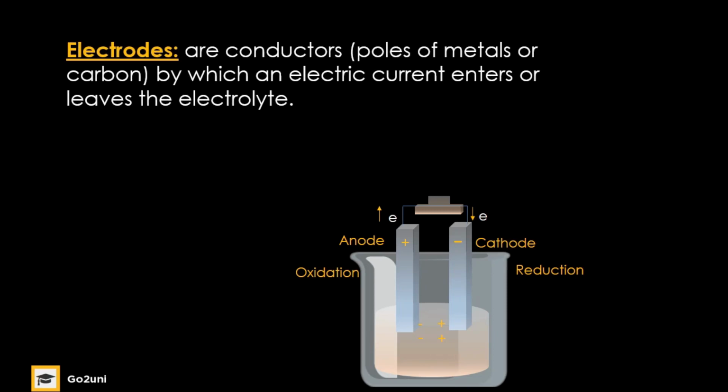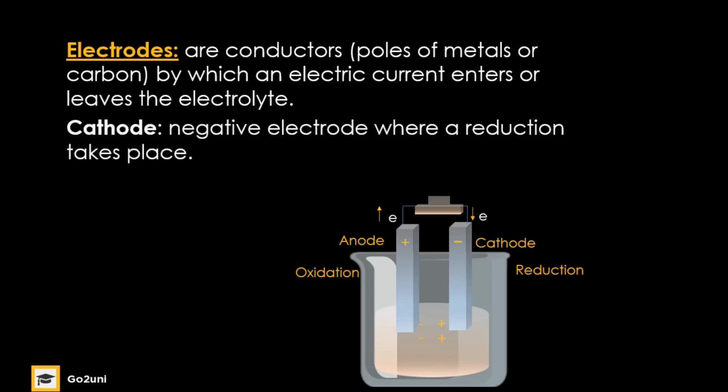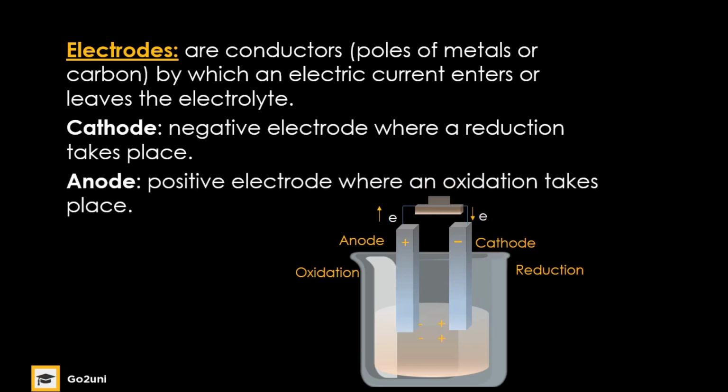So electrodes, we can simply say, under electrolysis are those metallic substances that permit the flow of electricity through them. That is to say, they are the link with which electricity enters or leaves the electrolyte. So electrodes are simply that bridge through which electricity enters or leaves the electrolyte. And there are two types of electrodes: cathodes and anodes.